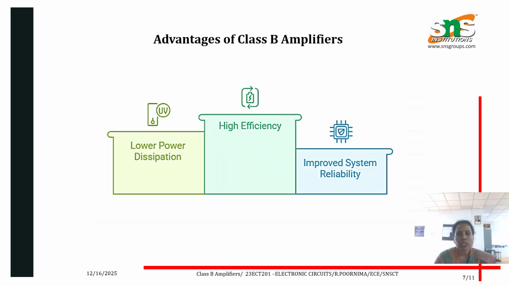What are the advantages of Class B amplifiers? It provides lower power dissipation compared to a Class A amplifier, because it uses the input transformer and output transformer and also complementary symmetry, so two transistors conduct on alternate half cycles, so the power dissipation is less. It also provides high efficiency compared to a Class A amplifier, and improved system reliability. These are the advantages of Class B amplifiers.